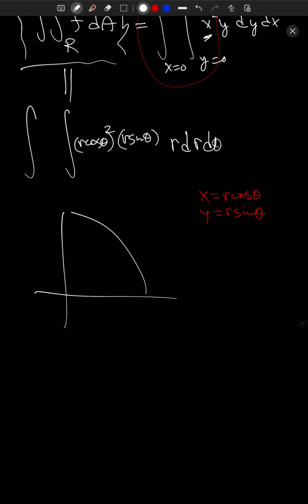Now we're going to represent it in terms of r and theta. If we want to integrate with respect to r first, which we usually will, we represent the integral in terms of a ray that passes through the origin. So here to there.